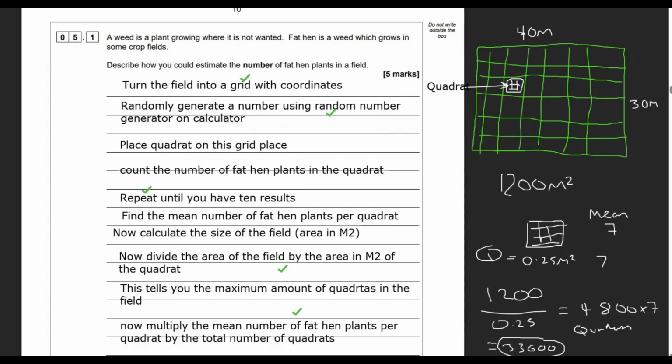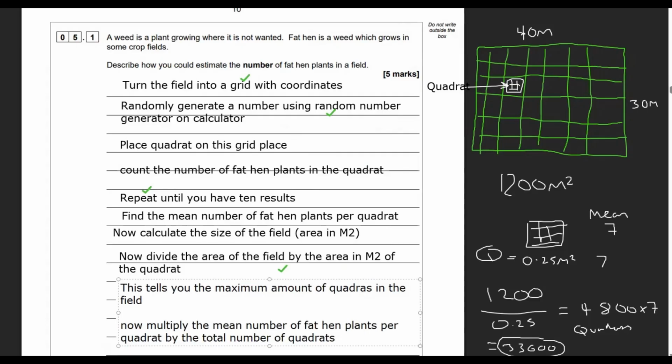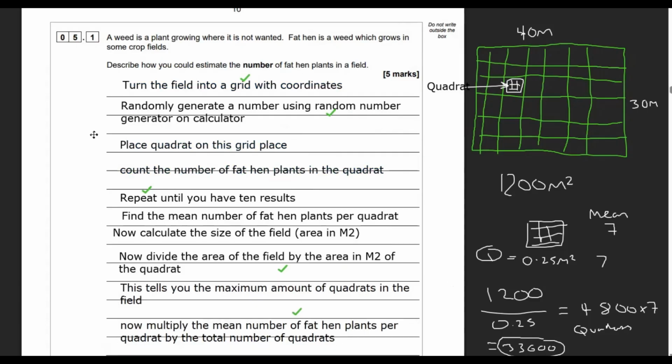Remember, the reason why we sample is to save time. The reason why we make it random is to make it non-biased and representative of the population.